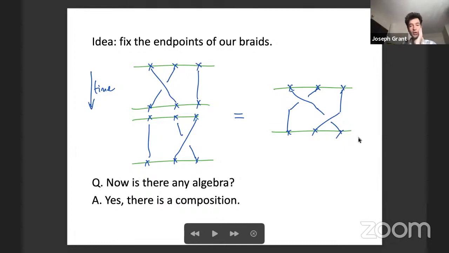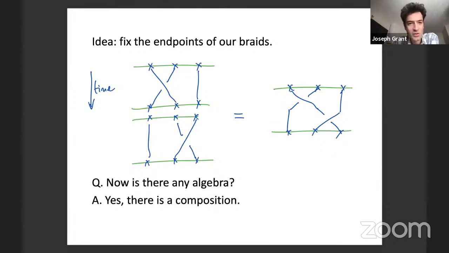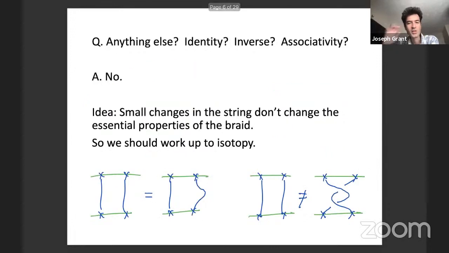Okay, so we have a composition of braids. Now, there are many more things you might want in algebra than composition. So let's try and ask for more. Do we have identity, inverse, associativity? And no, we don't. If you try to define an identity element, you'll see that this just doesn't work. This squashing process makes it very difficult to keep anything the same.